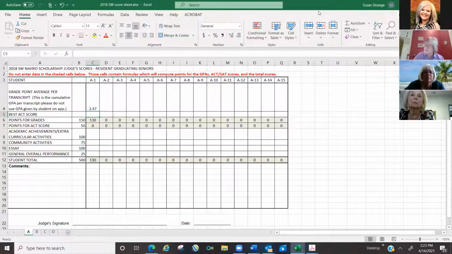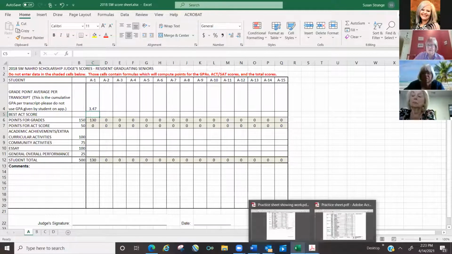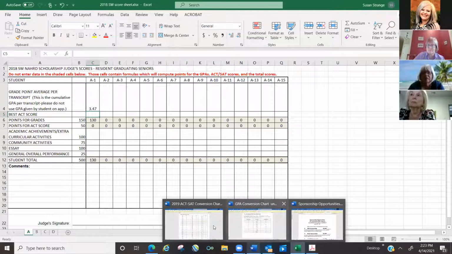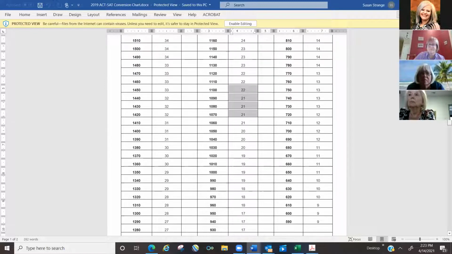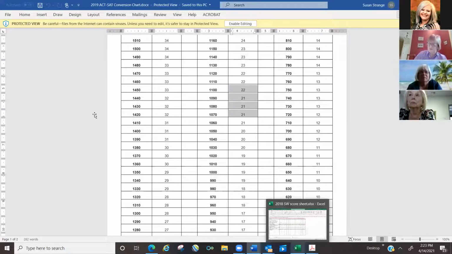Okay. So let's say that she has an ACT score, wait a minute, a SAT score that is 990. So you go to your conversion sheet and you go to 990, which is, and you get 19. So you go back and you put 19 in here and you've done that part.